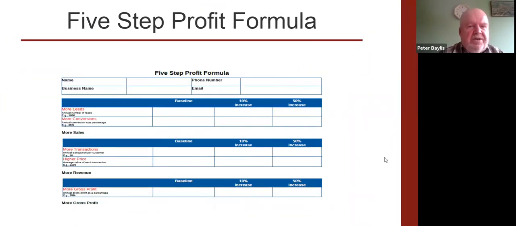If anybody wants to look at their business in these terms, then I have a document which I can send to them, which they can use to work out the numbers for themselves. And perhaps just ask yourself the question, what's my baseline? What would a 10% increase look like, and what would a 50% increase look like? And just ask yourself what you're trying to do.